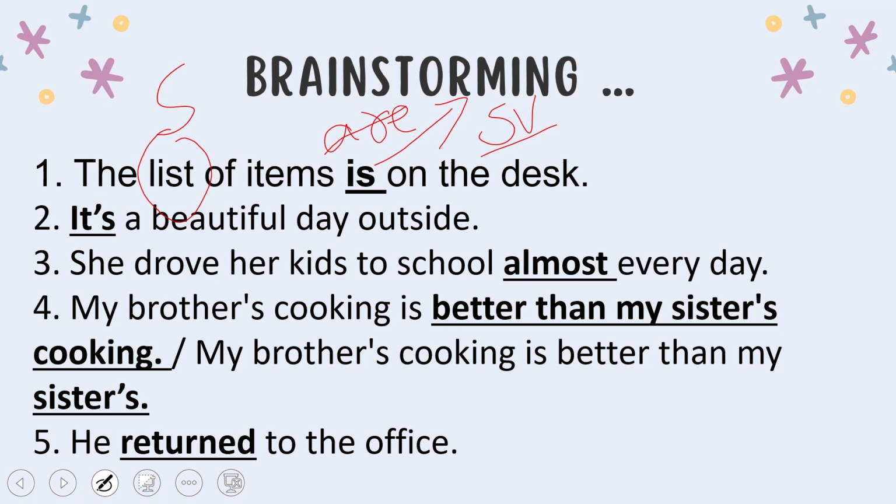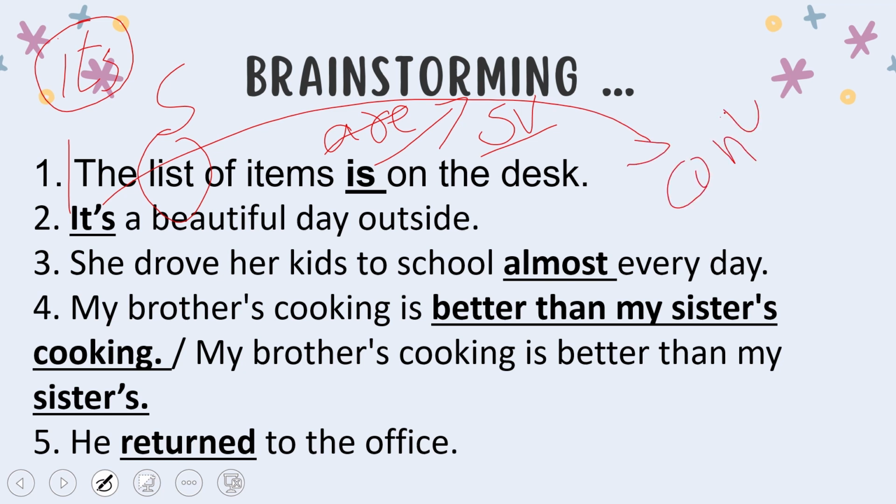Next up is: it is a beautiful day. You can't use "its." This is a possessive pronoun, whereas "it's" is actually a contraction. We are supposed to use the contraction of "it is," a short form. So it is a beautiful day outside, or you can say it's a beautiful day outside.